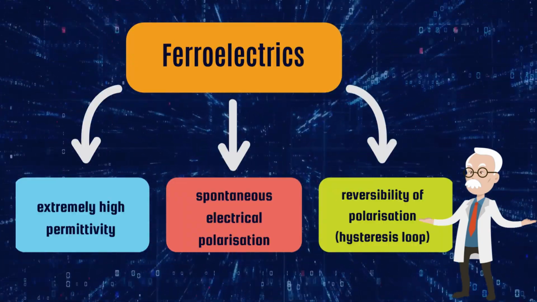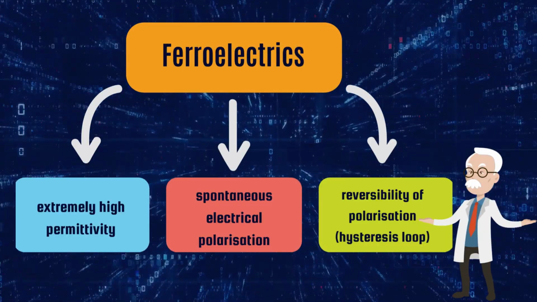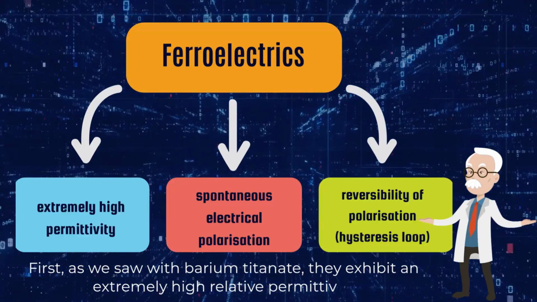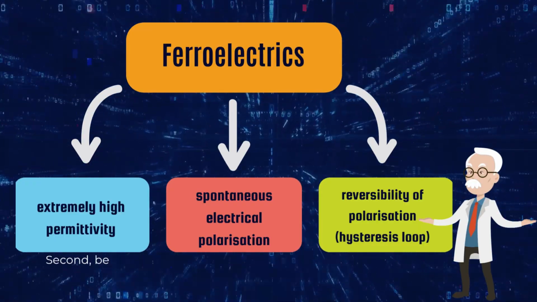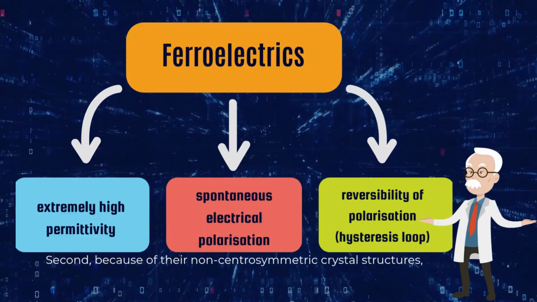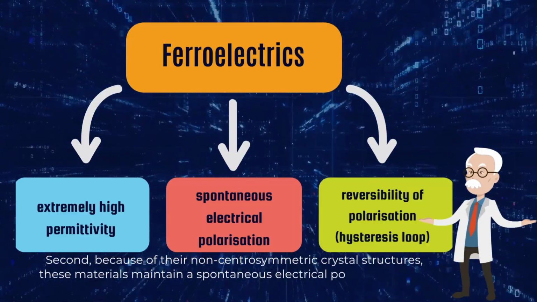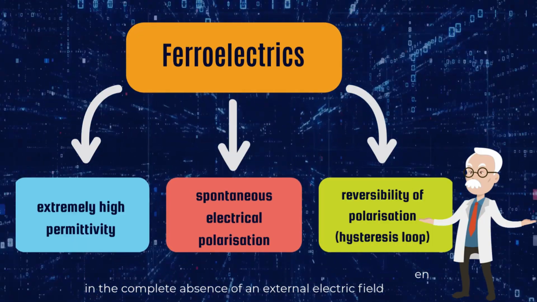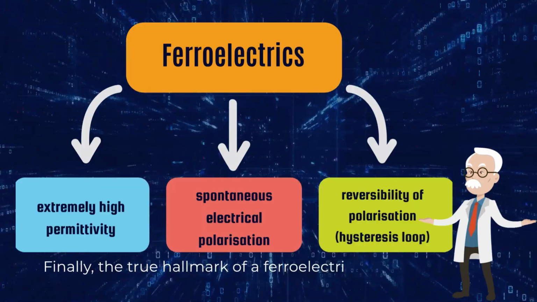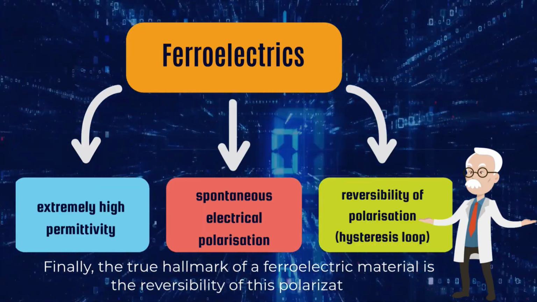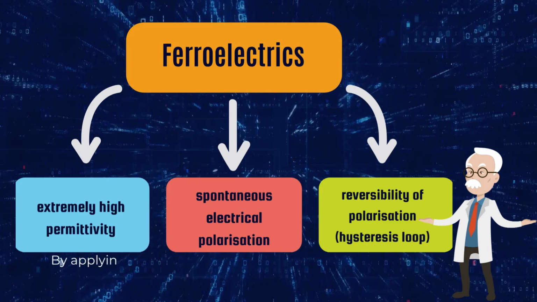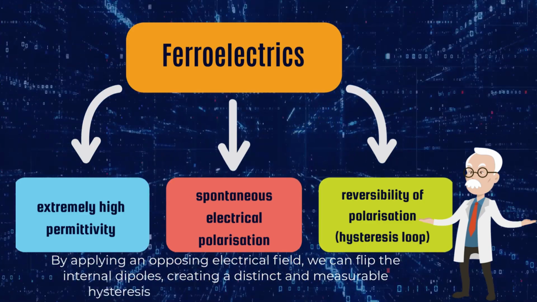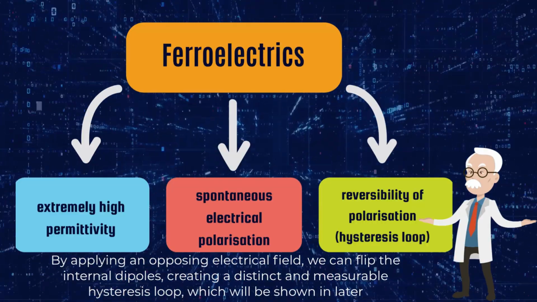Let's look at the three defining pillars of ferroelectric materials. First, as we saw with barium titanate, they exhibit an extremely high relative permittivity. Second, because of their non-centrosymmetric crystal structures, these materials maintain a spontaneous electrical polarization, even in the complete absence of an external electric field. Finally, the true hallmark of a ferroelectric material is the reversibility of this polarization. By applying an opposing electrical field, we can flip the internal dipoles, creating a distinct and measurable hysteresis loop, which will be shown later.